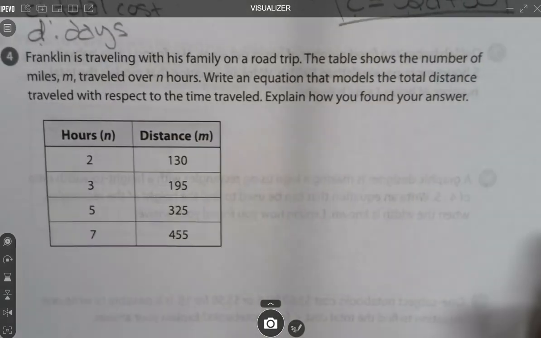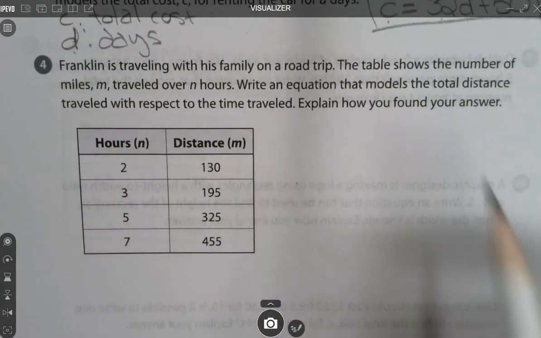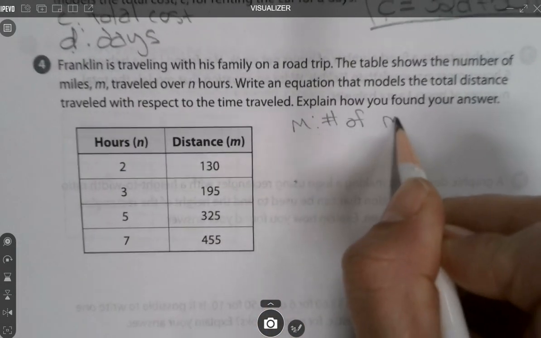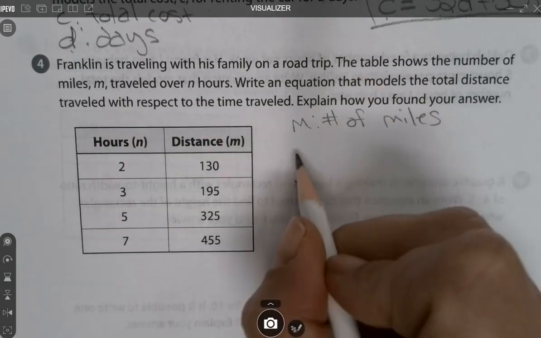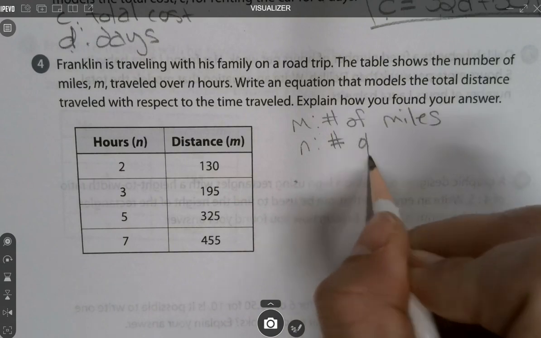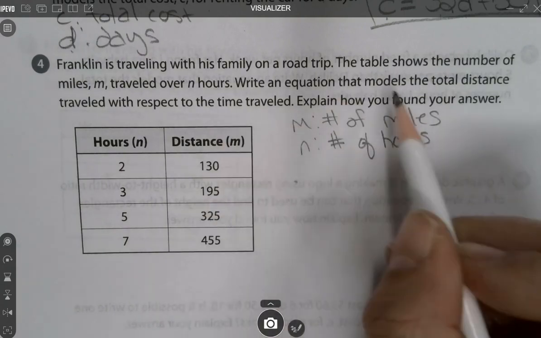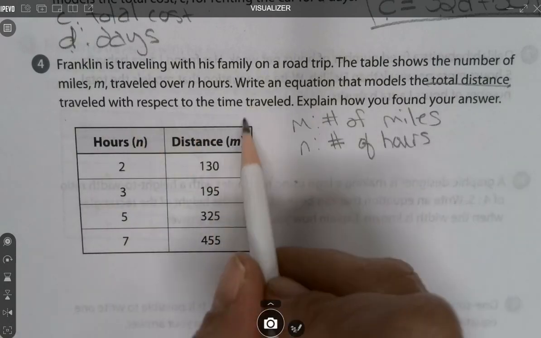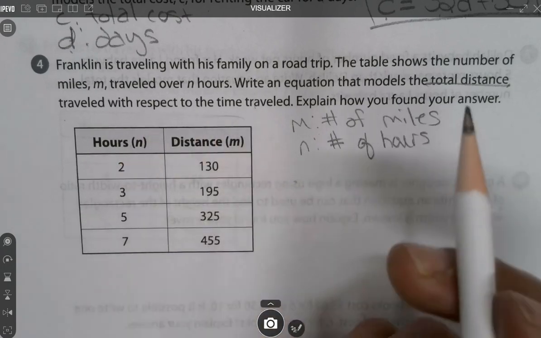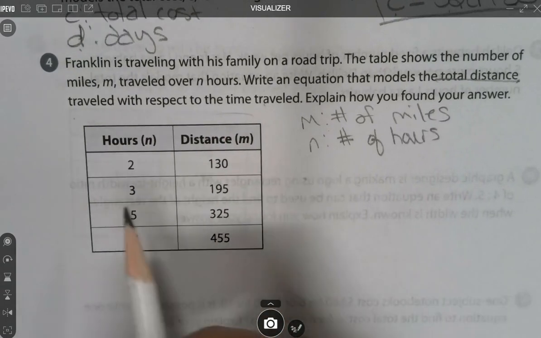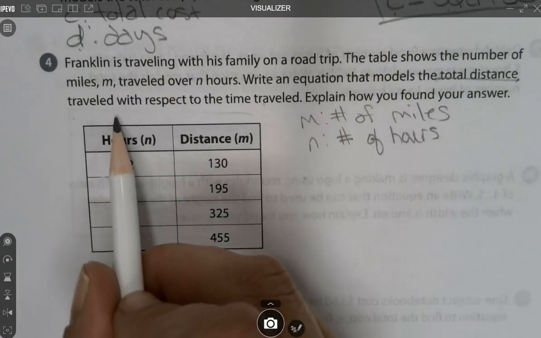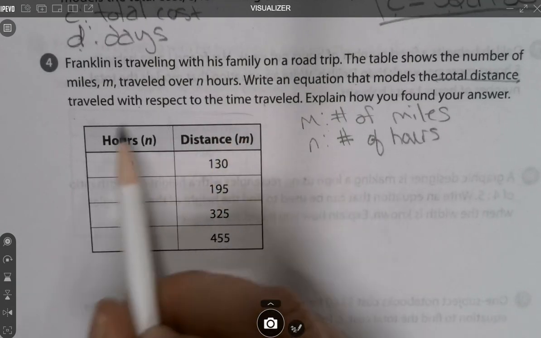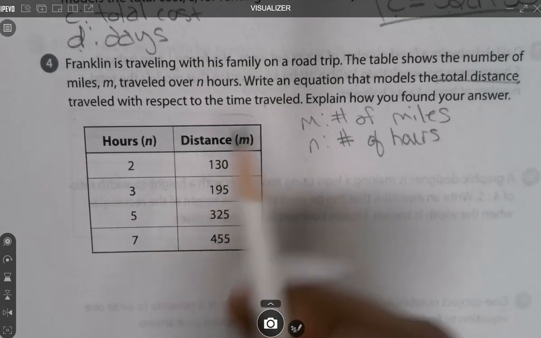All right. Franklin is traveling with his family on a road trip. The table shows the number of miles, M, traveled over N hours, so number of hours. Write an equation that models the total distance traveled with respect to the time traveled. So when you are looking at this, you need to figure out what's the relationship between this.